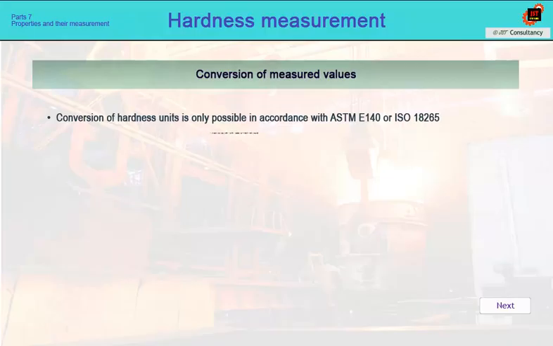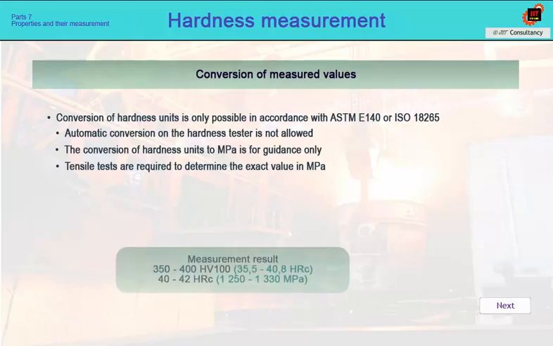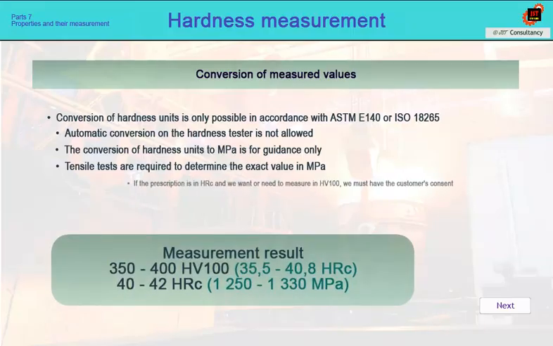Unit conversion, automatically performed on hardness testers, is not permitted, even if it is in accordance with the above standards. Conversion between units of hardness and strength of materials in megapascals can only be used as an approximate value. In case of searching for an exact value in megapascals, tensile tests need to be performed. The conversion data must be in brackets. The use of alternative measurement methods is possible only with the consent of the customer.